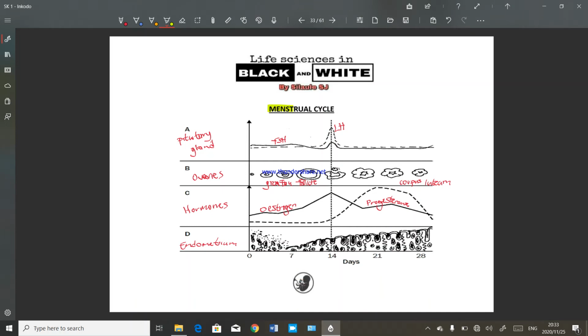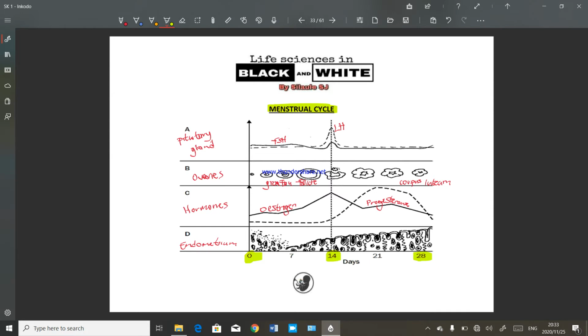Today we'll be discussing the menstrual cycle. From the graph we can see the menstrual cycle starts on day 0 and ends on day 28. We know that ovulation occurs at the midway of the cycle, which means ovulation will occur on day 14. So take note of when the cycle actually ends to know your ovulation day.